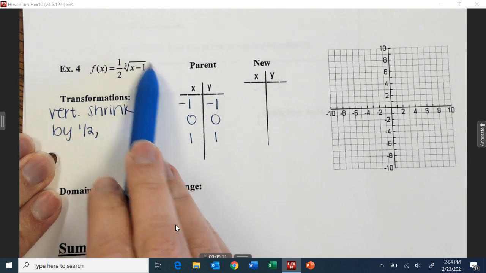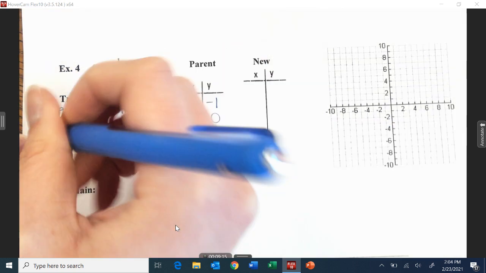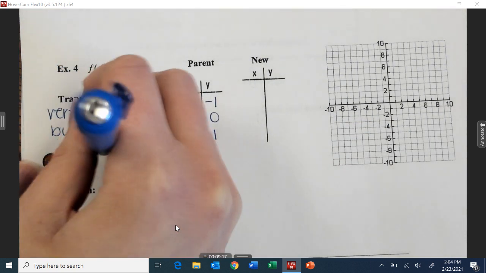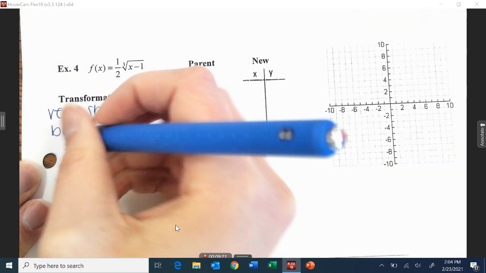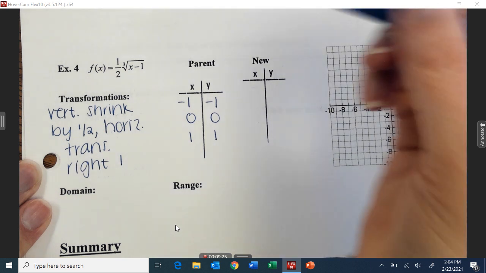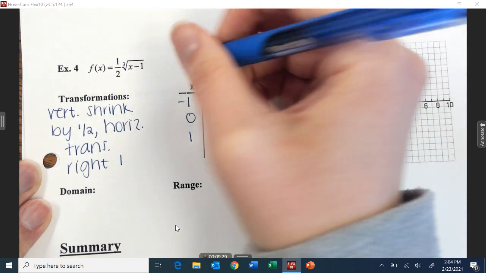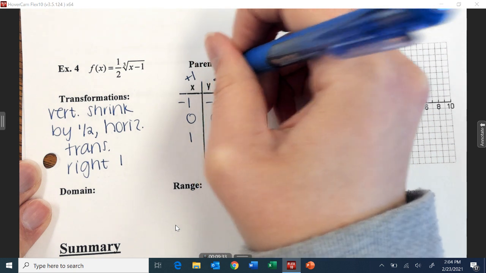This minus 1 is on the inside. I know inside is horizontal. And we know horizontal is counterintuitive. So minus 1, really we're going to go to the right one. So to the x values, we should be adding 1. And to the y values, we should be multiplying by 1/2.